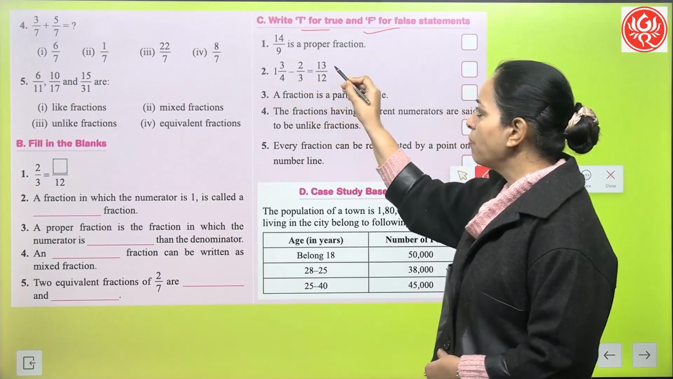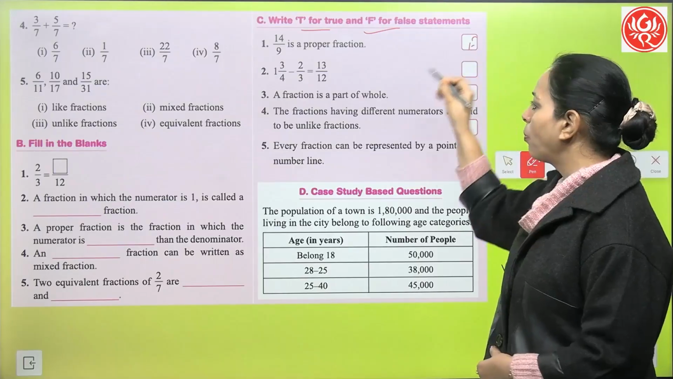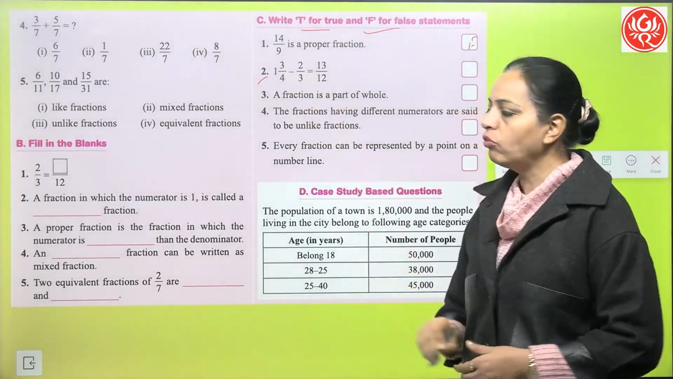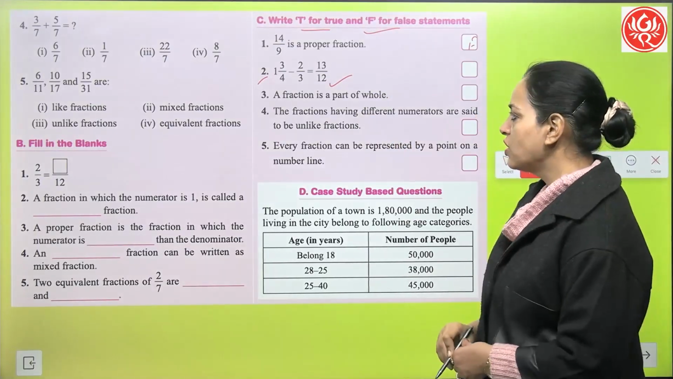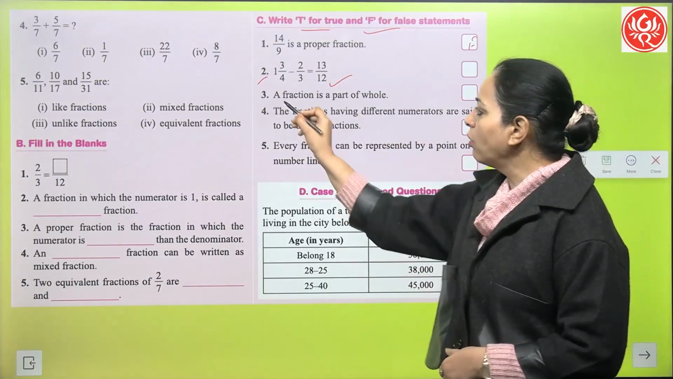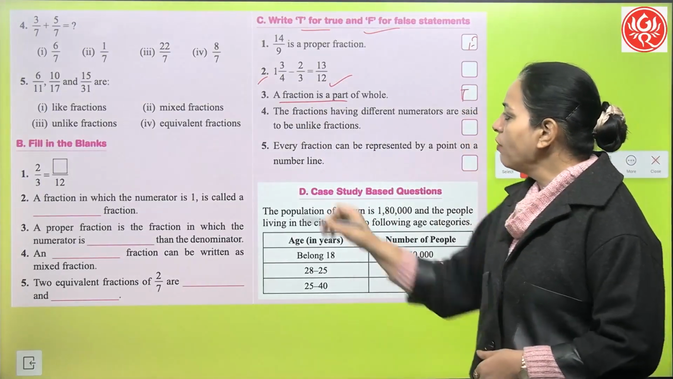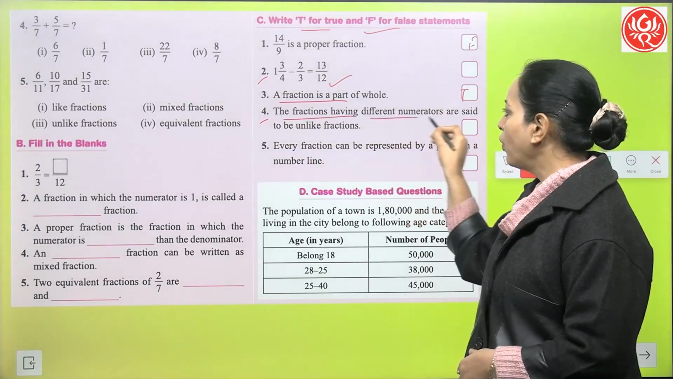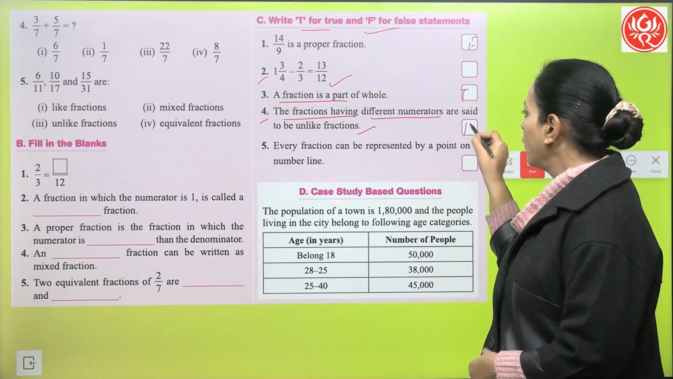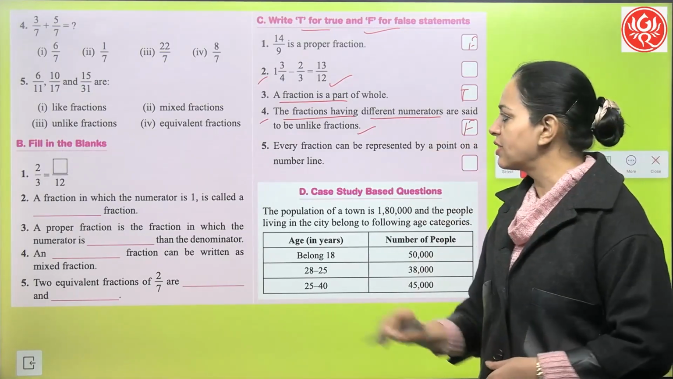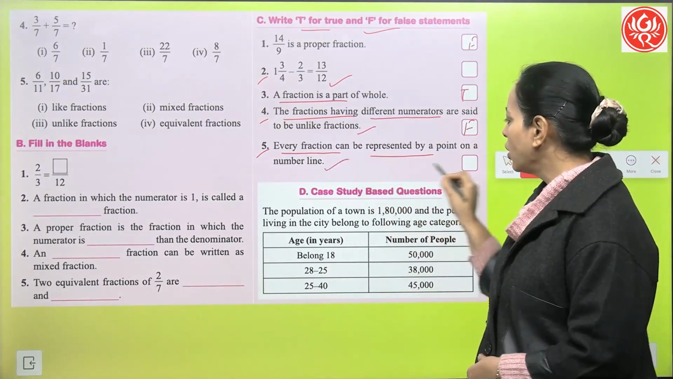Okay. Now the C part, write T for true and F for false statement. The first one, 14/9 is a proper fraction. No, this is an improper fraction. The second one, 1 whole 3/4 minus 2/3 equals to 13/12. You can just check it on your own. The third one, a fraction is a part of whole. Yes, this is true. Okay. The fourth one, the fractions having different numerators are said to be unlike fractions. No, different denominators. Now the fifth one, every fraction can be represented by a point on a number line.